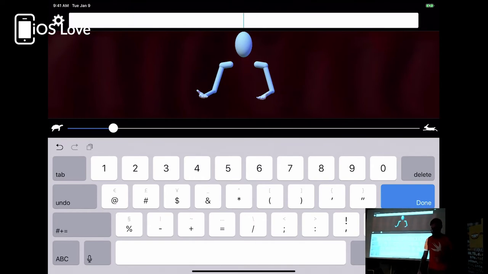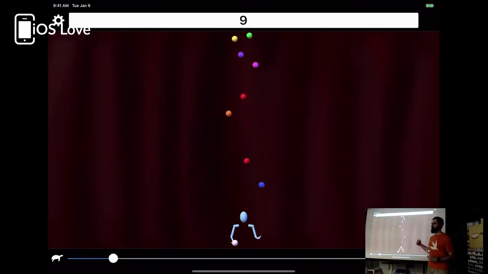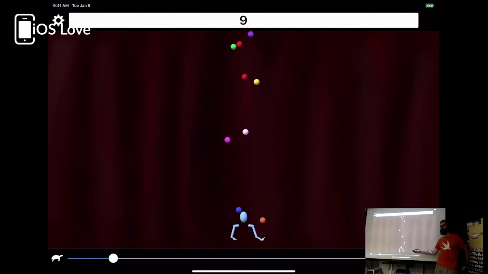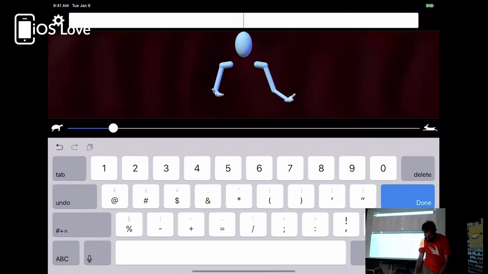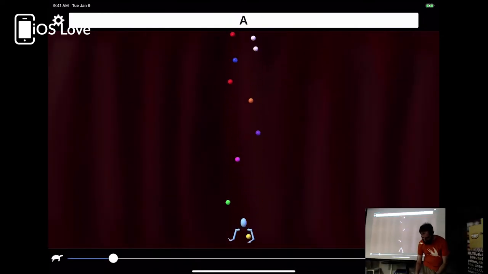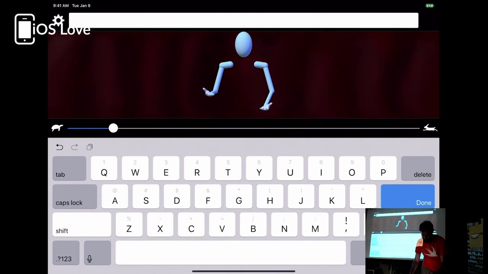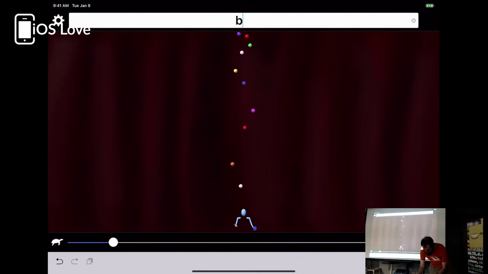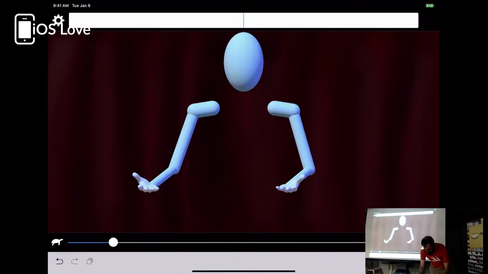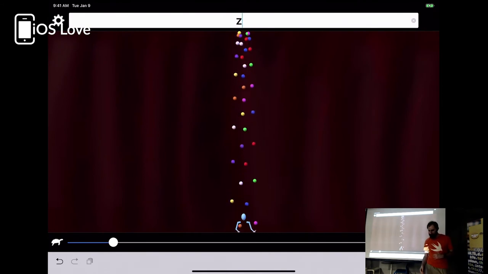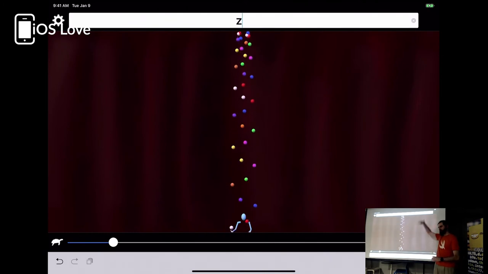So the highest throw would be 9. So that's 9 balls, each thrown to a height of 9. But after 9, we're all programmers. What comes after 9? No, A. So A is 10. B is 11. Z is 35, I think. So now we have letters, and it just keeps going up.